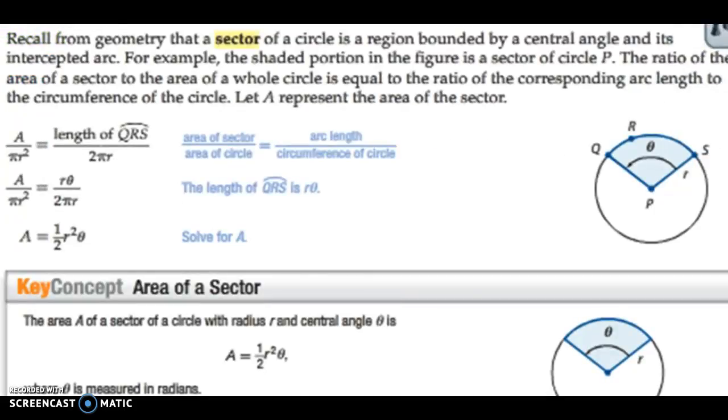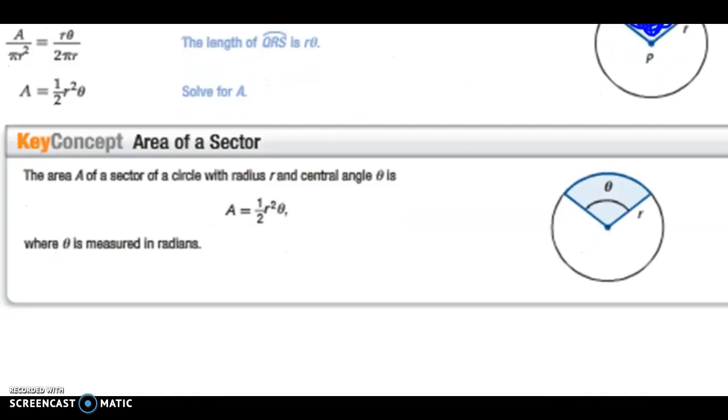Last thing we're going to talk about is sector of a circle. Now, sector is a special region that's bounded by the central angle and its intercepted arc. So that would be this whole thing right in here that's colored in blue. This is going to be the sector of our circle. Okay? So, equation for sector is this. The area A of that sector is equal to 1/2 times the radius squared times theta, where theta is measured in radians. So again, pretty similar to what you've talked about earlier when we talked about circles, but again, it's going to be 1/2 radius squared times theta.